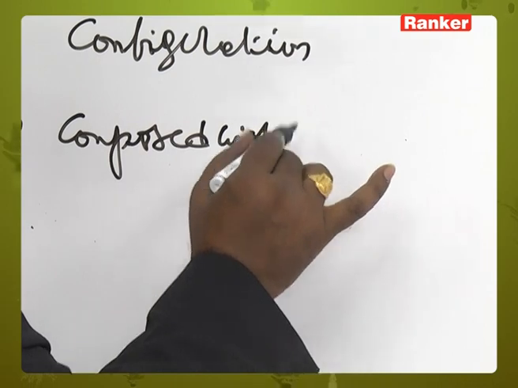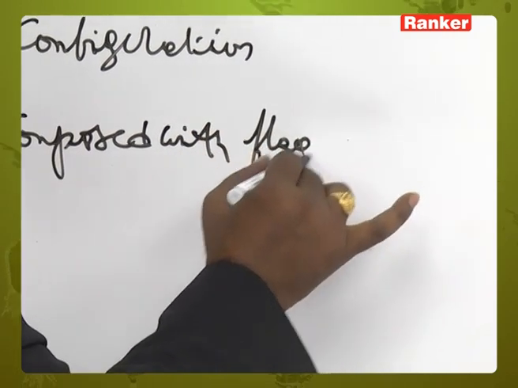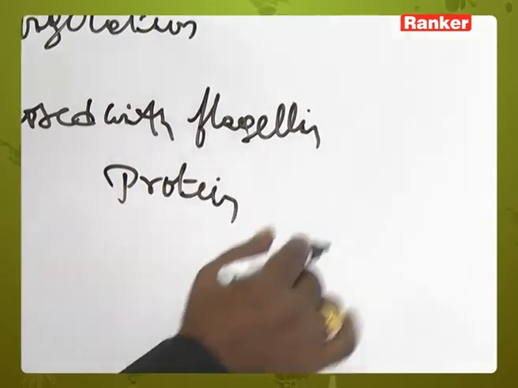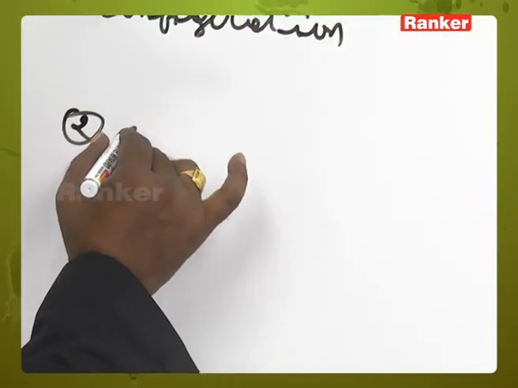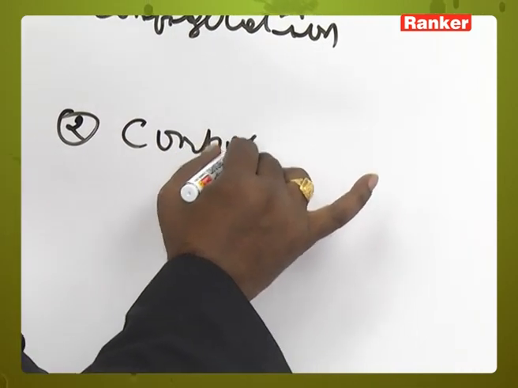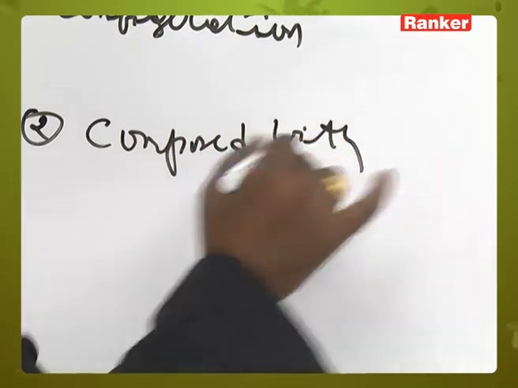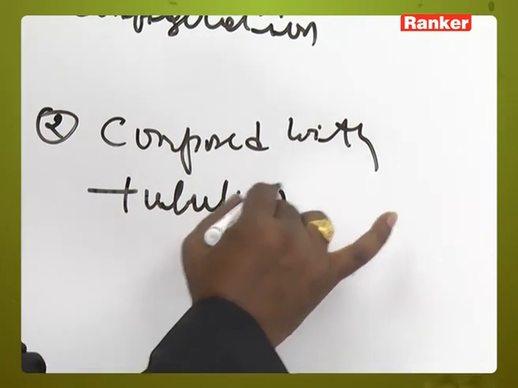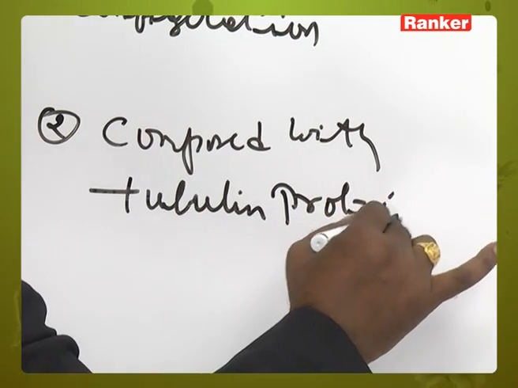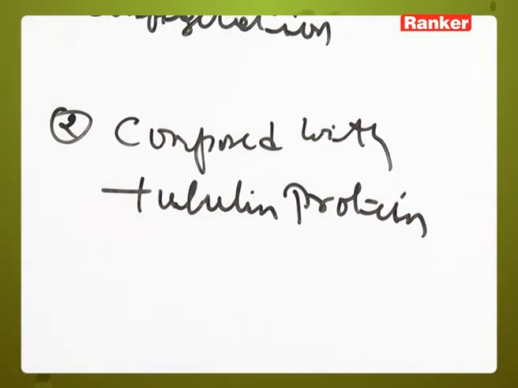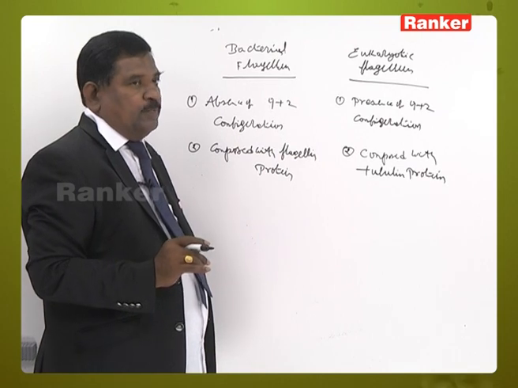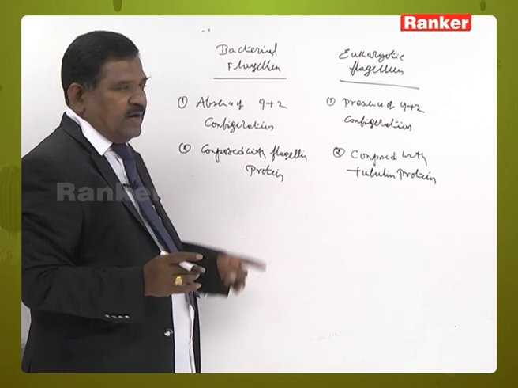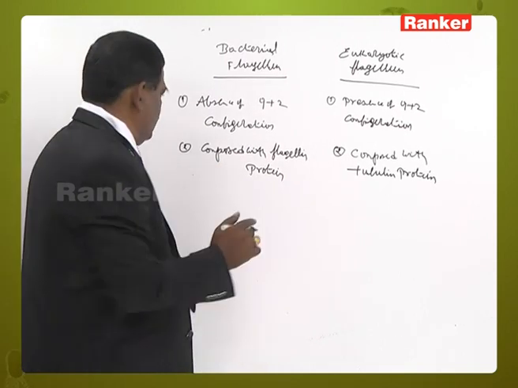Bacterial flagellum is composed of flagellin protein. Eukaryotic flagellum is composed of tubulin protein.